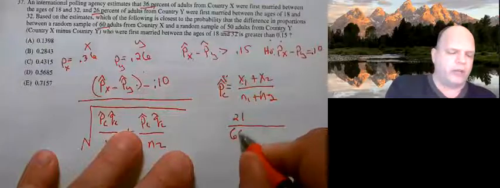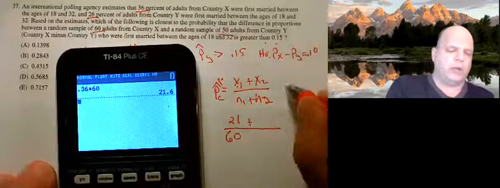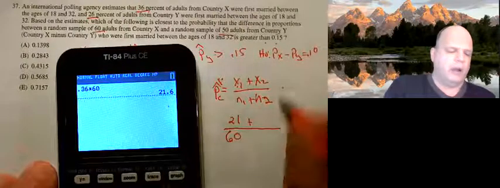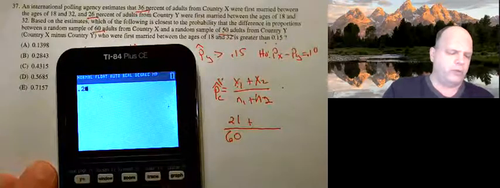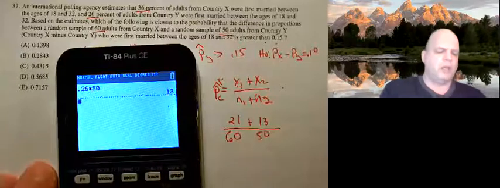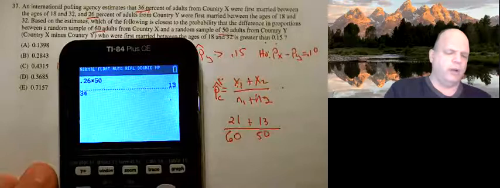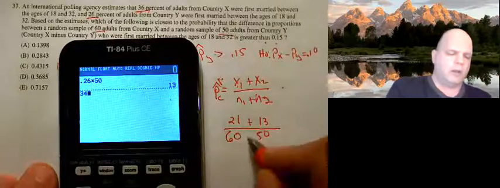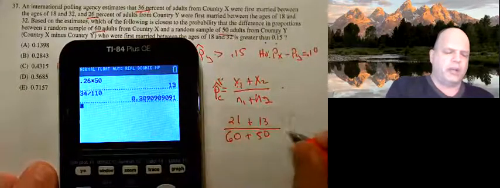So 21 over 60 plus, and the way I did that real quickly is all I did was go 0.36 times 60. Well, the next one is 0.26 times 50, which gives me 13 over 50. So that ends up giving me 21 plus 13 is 34, 60 plus 50 is 110. So 34 divided by 110 equals 0.31.